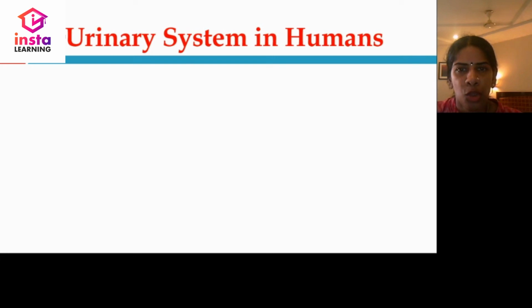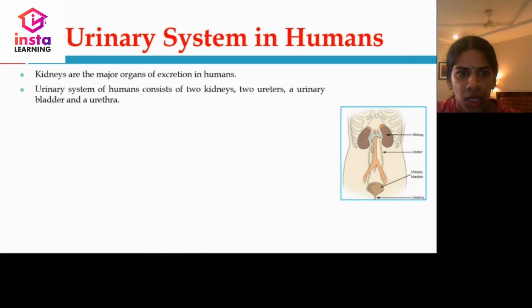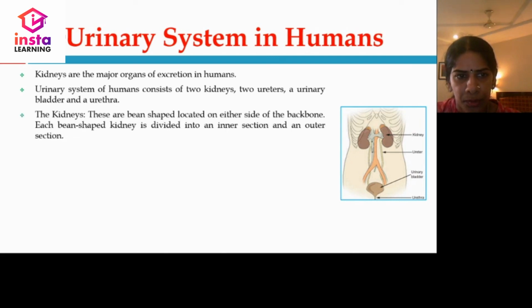Urinary system in humans. Kidneys are the major organs of excretion in humans. The urinary system of humans consists of two kidneys, two ureters, a urinary bladder, and a urethra. You can see the urinary system of humans contains two kidneys, two ureters, one urinary bladder, and one urethra. The kidneys are bean shaped and are located on either side of the backbone.